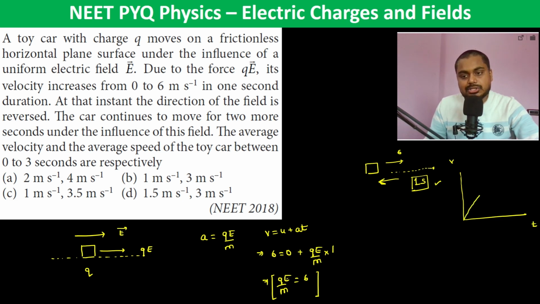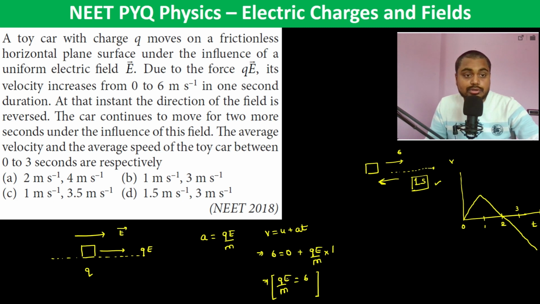The speed increased and then the speed decreased with the same magnitude of deceleration. So this was 0, this is 1, and this is 2 seconds. But now it is said that the car continues to move for 2 or more seconds under the influence of this field. ठीक है, तो ये फिर से नीचे गया है ना 3 सेकेंड, और ये और इधर जाएगा ये, like that. Okay, the average velocity and the average speed of the toy car between 0 to 3 seconds.